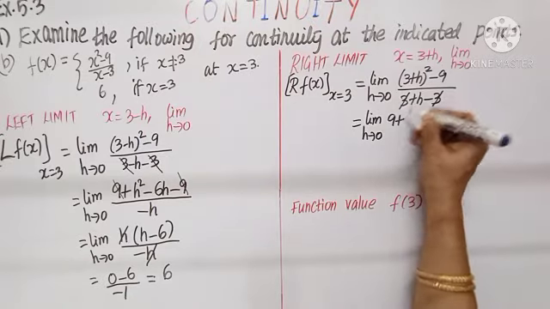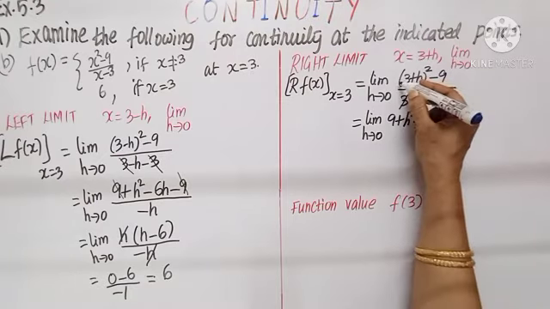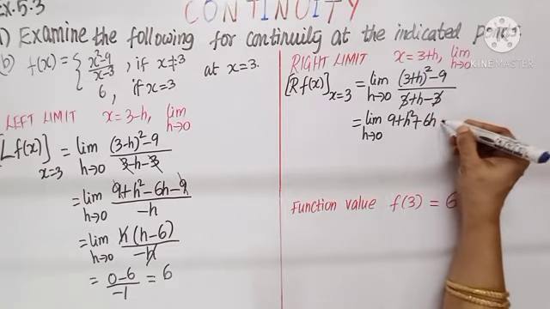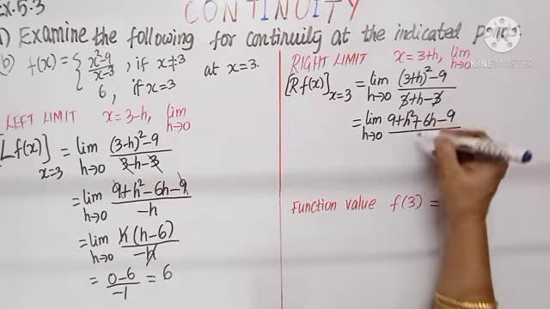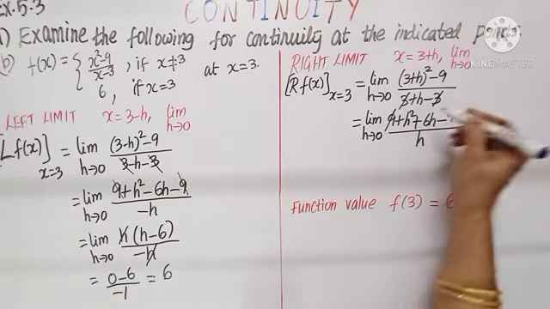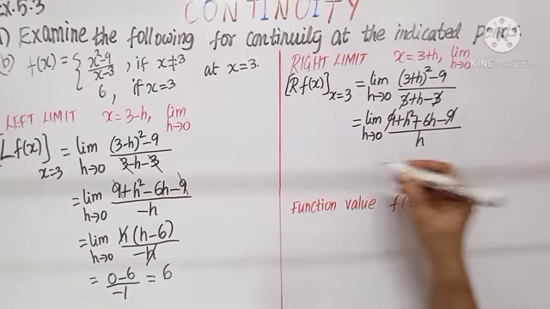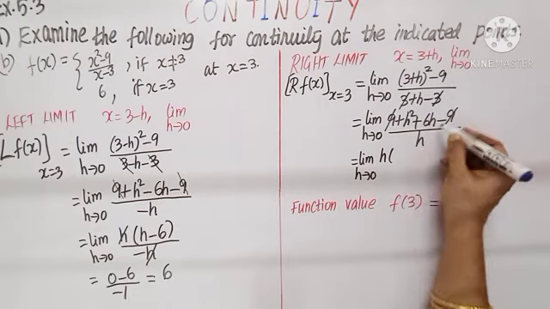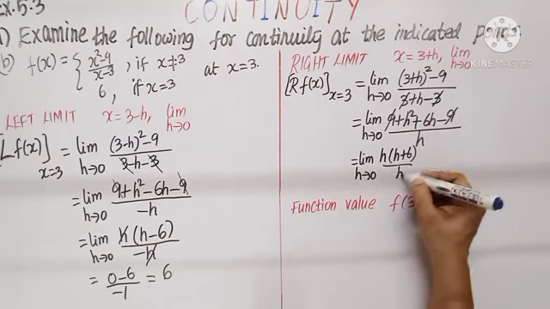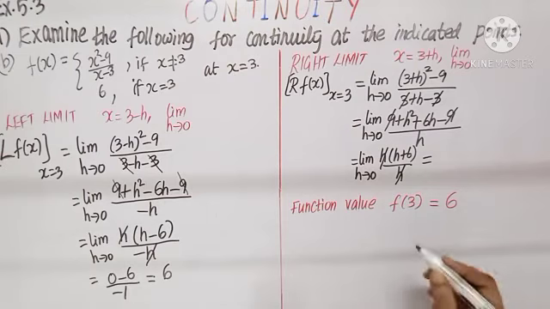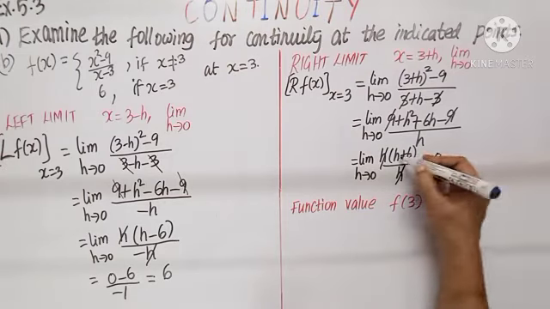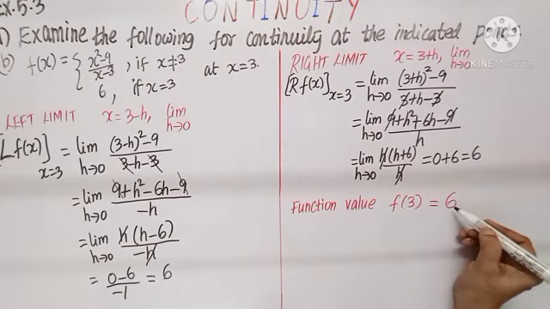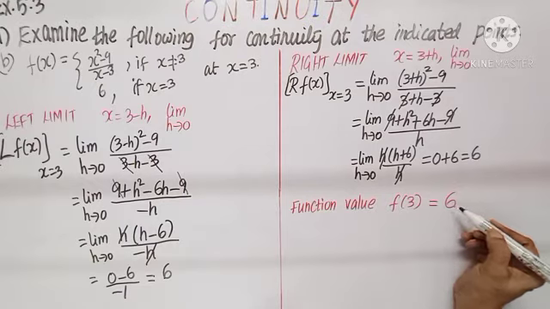3 square plus h square plus 2 into 3 into h, 6h. It is a square plus b square plus 2ab, minus 9, divided by h. 9 and 9 cancel. In these two terms, I can take h as common: h (h plus 6) by h. h and h get cancelled. Put h tends to 0, plus 6. My answer is 6. Already we have found out function value to be 6.